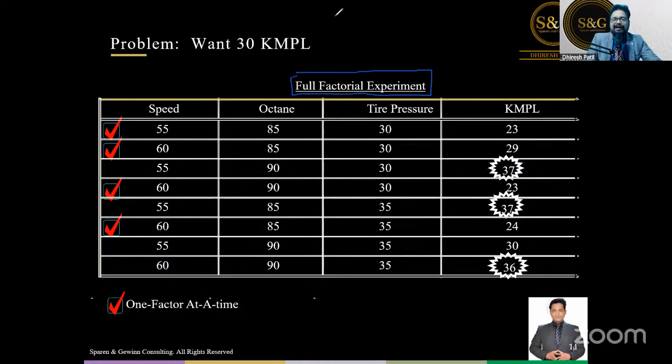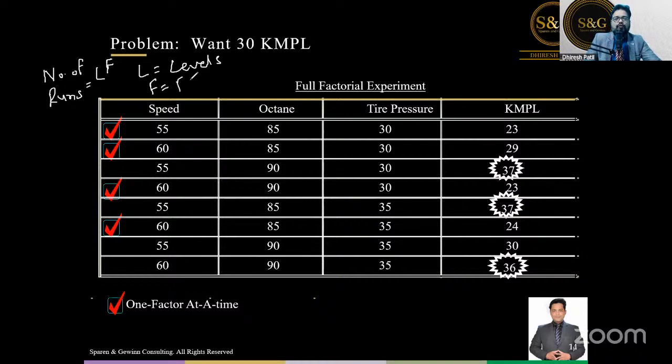Now, how many runs will be there in one experiment? So this is called one design of experiment, the entire experiment. How many runs are there in this experiment? It's found out with the formula. Number of runs is equal to, write this down, L raised to F. Everybody just write this down in your notepad. Number of runs are decided by L raised to F, where L is equal to levels and F is equal to factors.